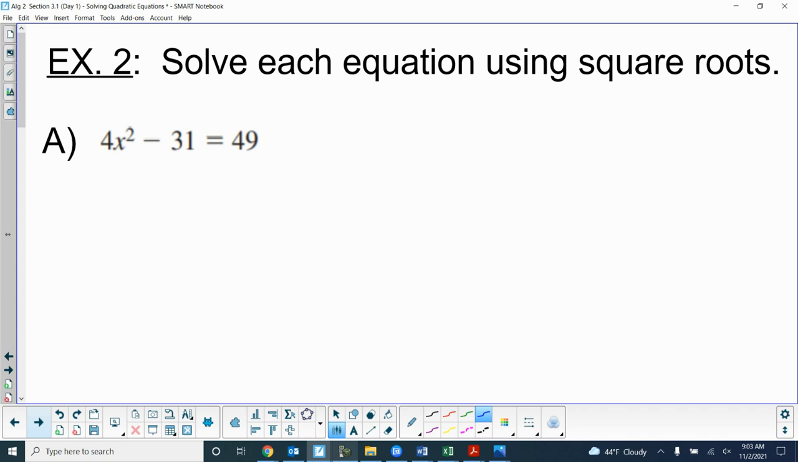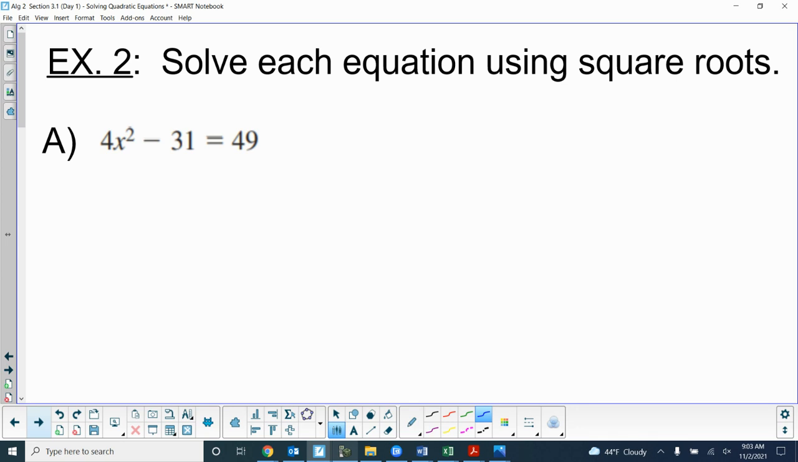All right, this kind. What's missing in this quadratic equation? The x part, right? The b value. The b value is actually what? 0. Right? So, what we're going to do when there's no b value, we're going to get the x squared alone, just like it was x. Like if it was 4x minus 31 equals 49, you know how to get x by itself, right? Well, just treat it like it's an x, all right?